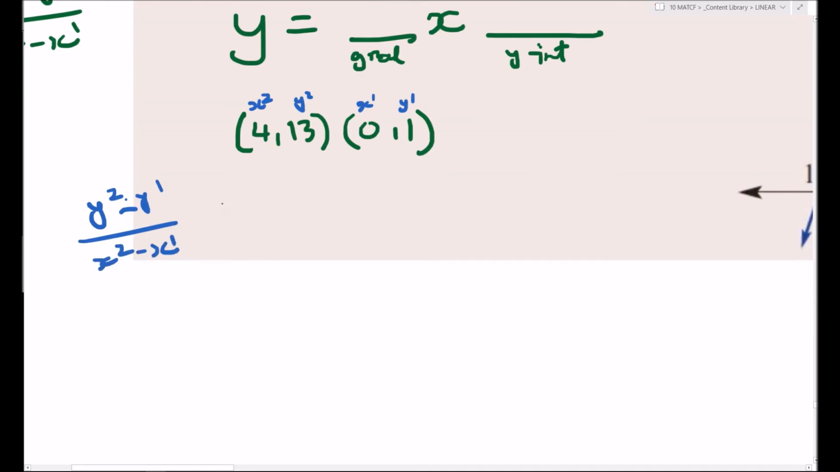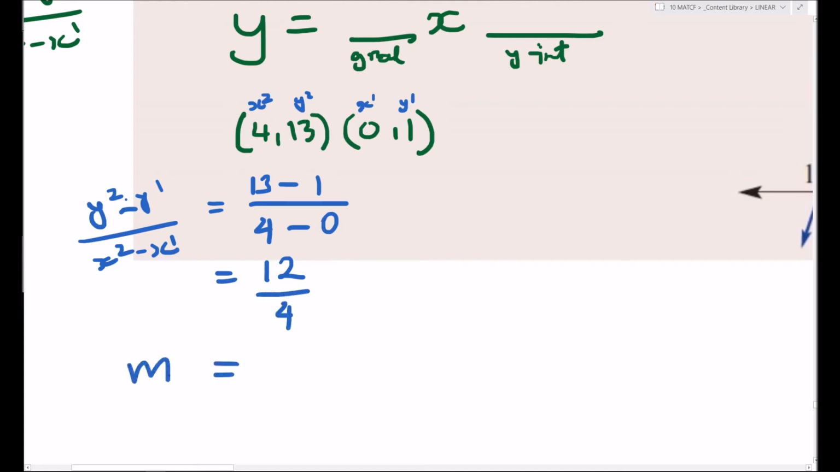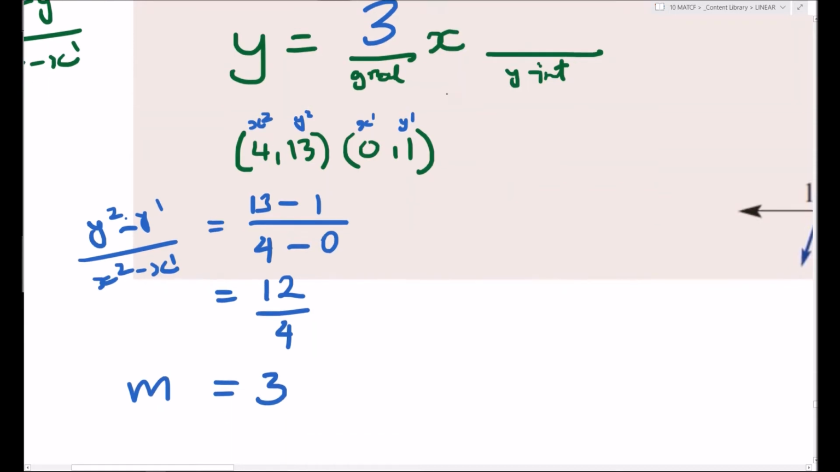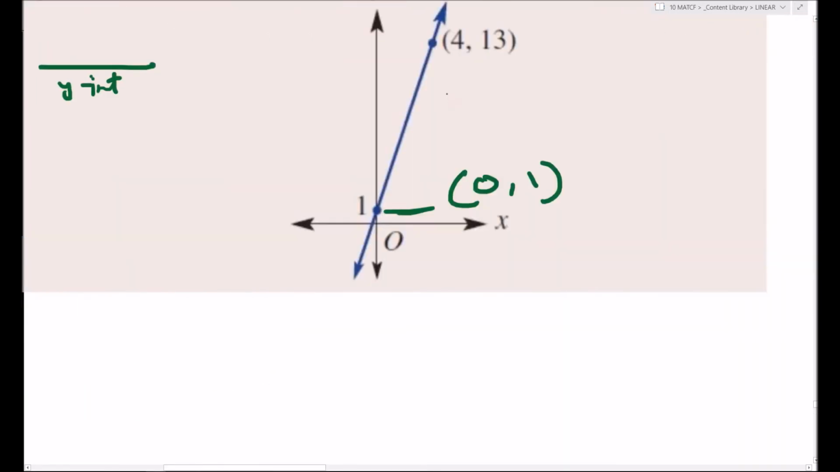Substituting that, y2 is 13, take away y1, which is 1. And then x2 is 4, take away 0, which is x1. So what you're left with here is 13 minus 1 is 12, over 4 minus 0 is 4. Simplifying that, the gradient is equal to 3. So in my formula, I start off with the gradient of 3: y equals 3x. And then the next part is finding the y-intercept.